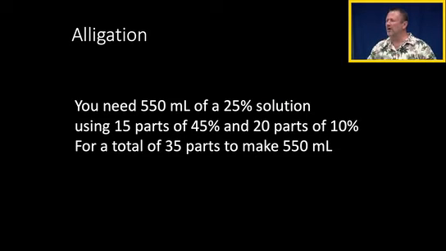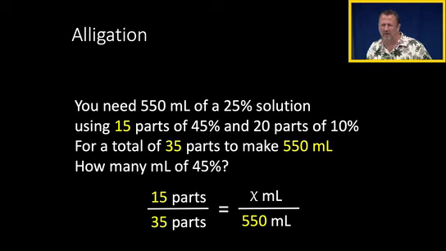All right, so now you need a 550 milliliter solution. You need 550 milliliters of a 25% solution, and you're going to use 15 parts of 45% and 20 parts of 10%, and you want a total of 35 parts, and that 35 parts will equal 550 milliliters. All right, so how are we going to set that up? We'll set it up like this, and this is called a cross product.